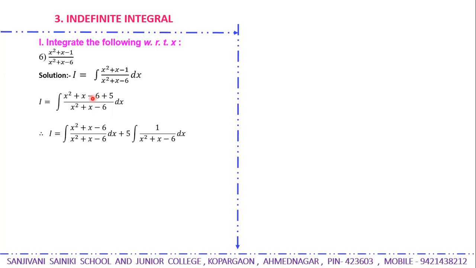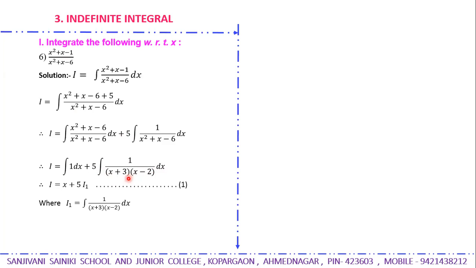So separately dividing, you will get 1 dx plus 5 times 1 upon x plus 3 into x minus 2. So for this integral we will apply the partial fraction: a upon one factor plus b upon another factor. Then the value of a is minus 1 upon 5 and the value of b is 1 upon 5. Now how I have obtained this, I will explain here.